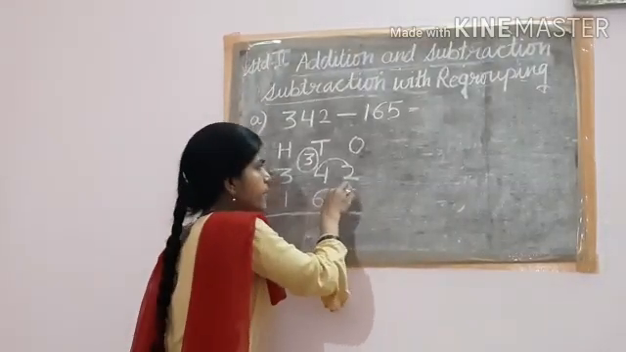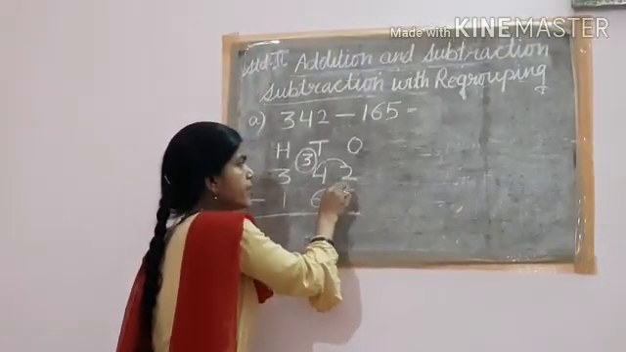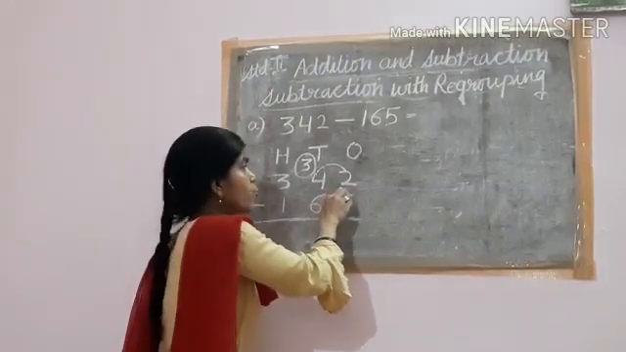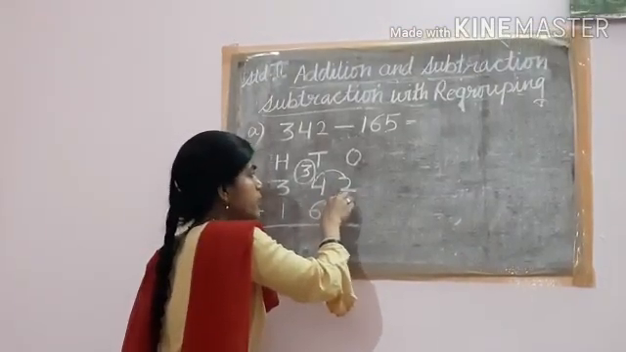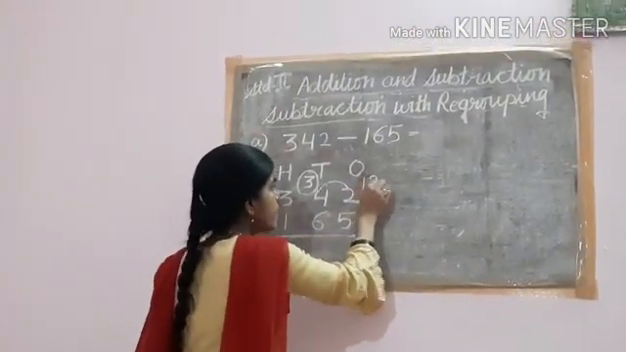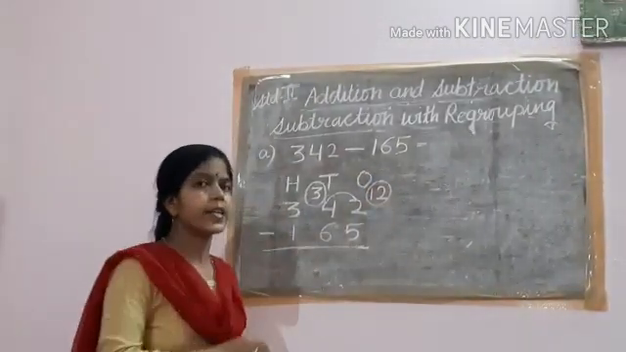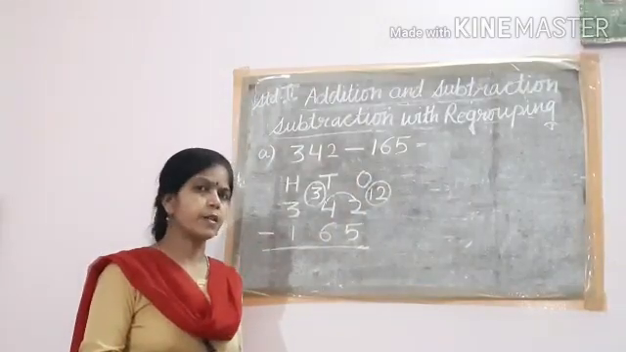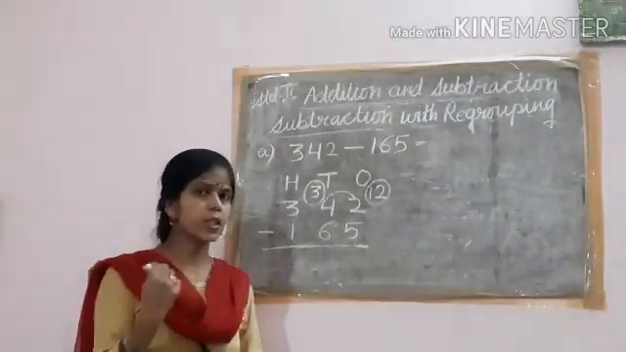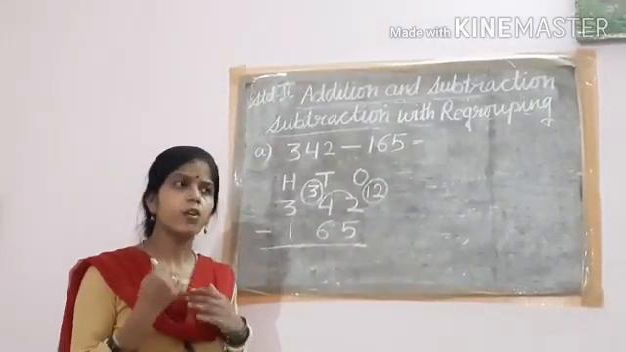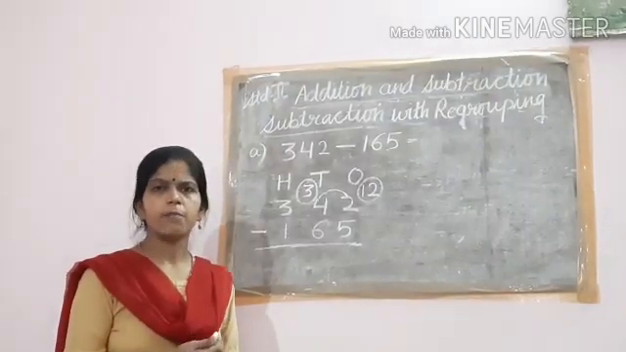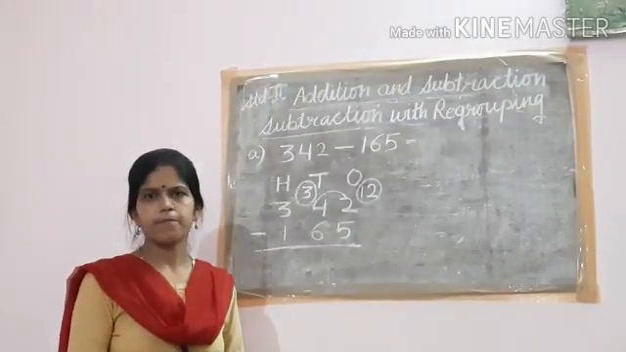Now 1 ten is given, that is 10 ones, and already 2 ones are here. So 10 ones plus 2 ones, that is the number 12. I am writing this also in the circle. I gave you the concept of regrouping in my previous videos. What is regrouping? The making of groups again, but in a different manner.